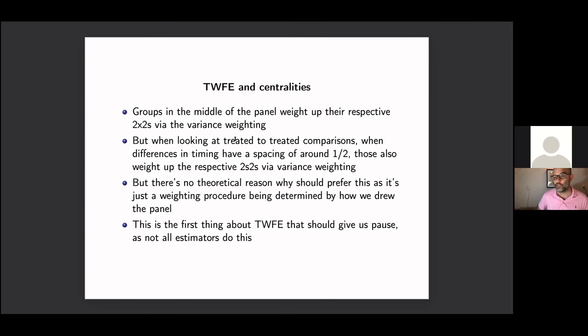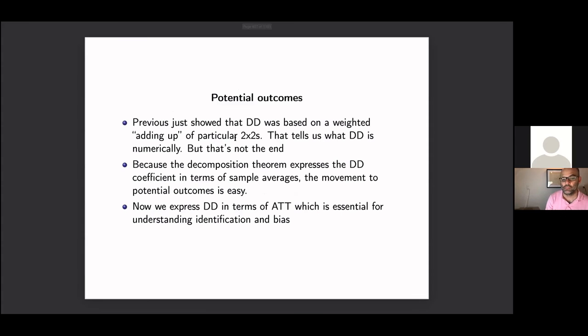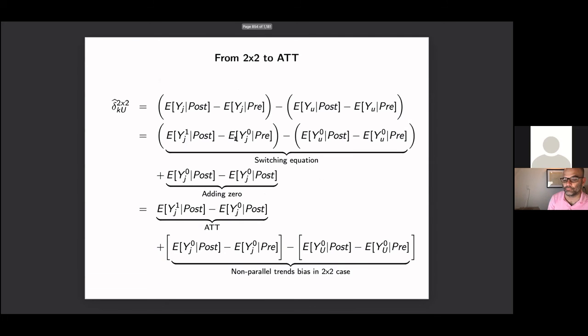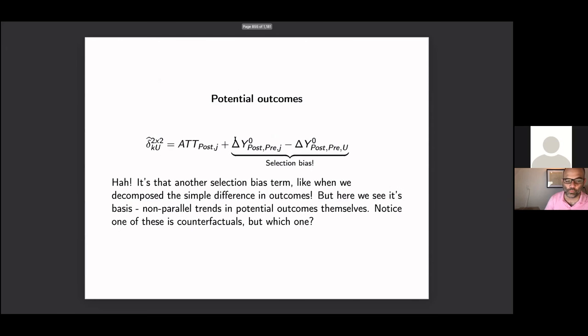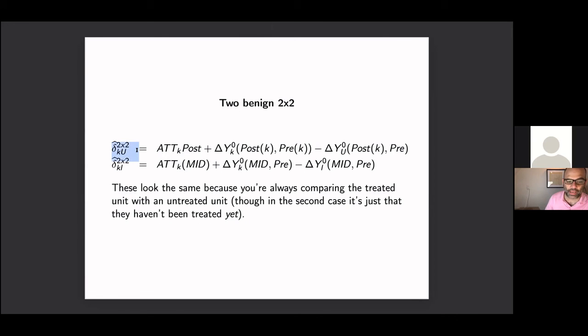So this is the first thing about two-way fixed effects that should give us pause. Not all estimators do this. What we're going to do now is take those 2x2s and put them in terms of their potential outcomes. So here's the KU 2x2. It equals ATT plus selection bias. This is basically no different than what we did at the beginning of the day today. We just substitute 2x2s into their causal effects and their selection bias. KU is like that. KL is like that.